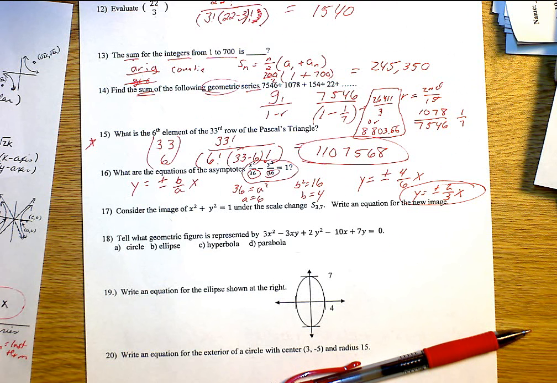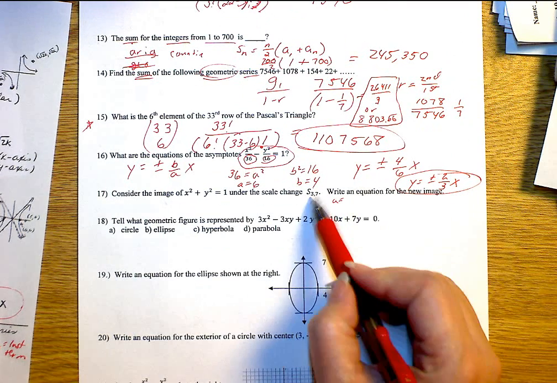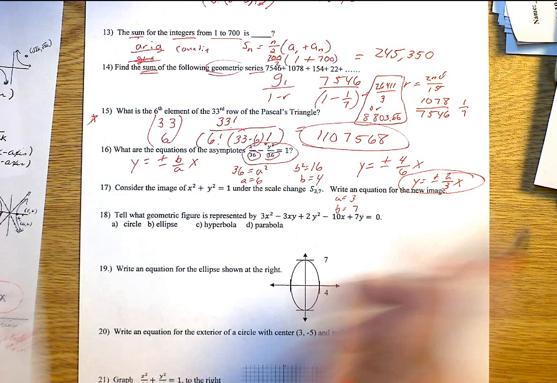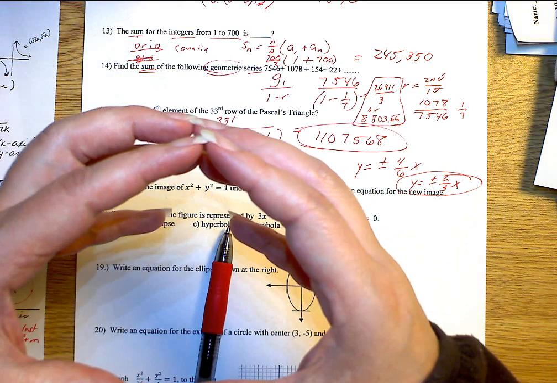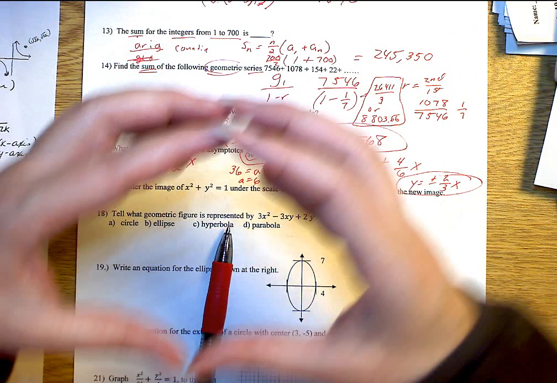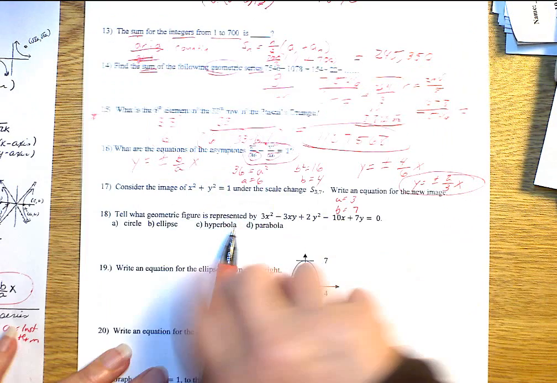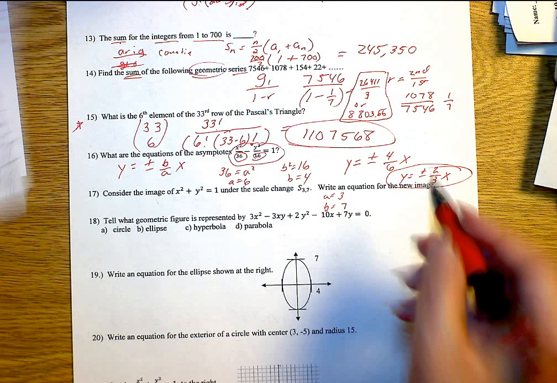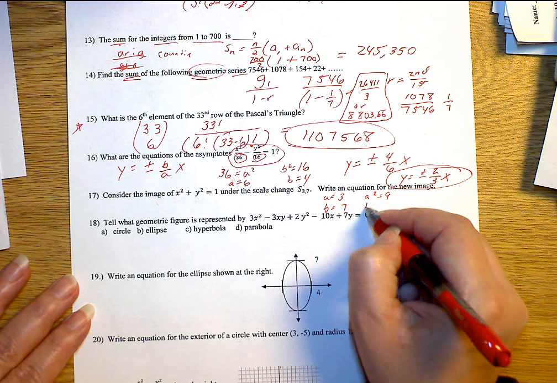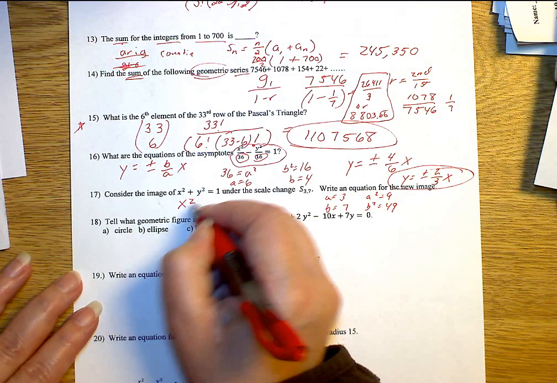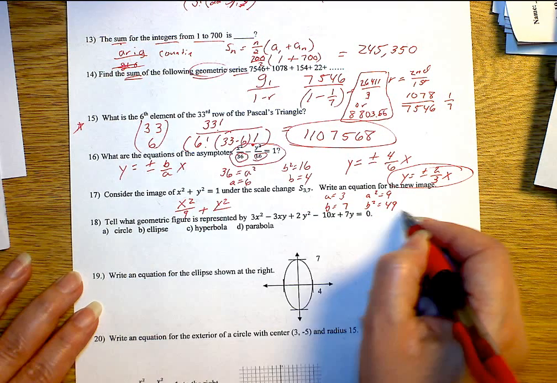Okay, so hopefully you guys see that A equals 3. B equals 7. If you have a circle and you are stretching it differently, what are you creating? I'm creating an ellipse. So that's why you have to find out what a squared and b squared is. So a squared is 9, b squared is 49. So your equation is x squared over 9 plus y squared over 49 is equal to 1.